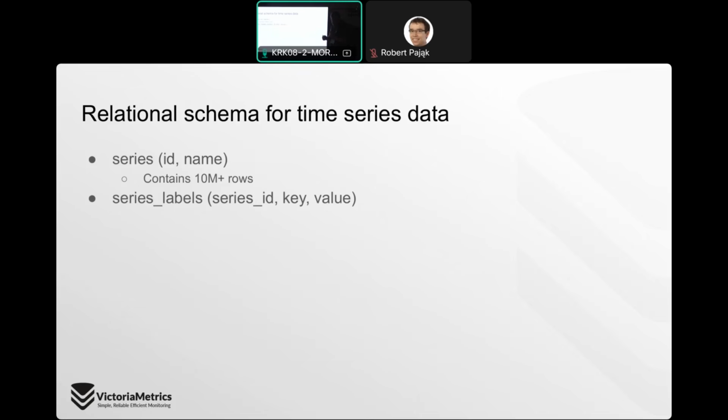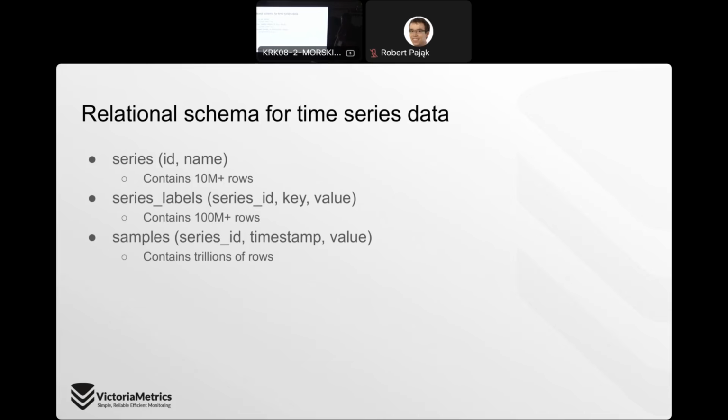The size of this table is usually 10 times bigger or 100 times bigger than the previous table, because in practice the number of labels per each time series is between 10 and 100. And the last table, the biggest table, is the samples table. It contains all the samples, trillions of samples for all the time series.